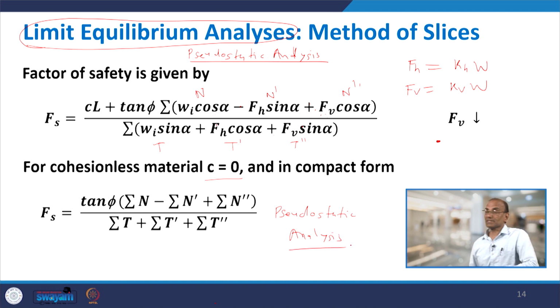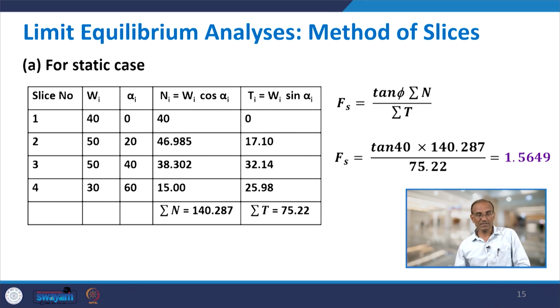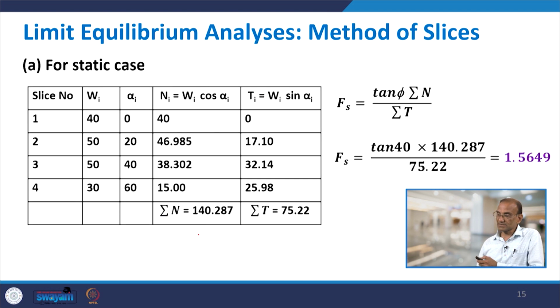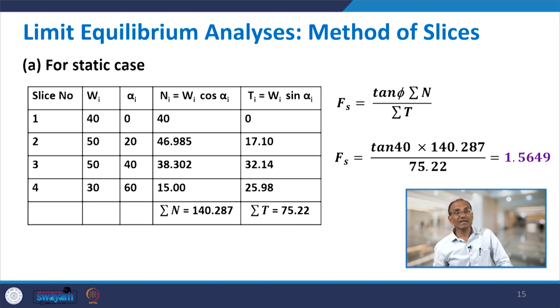Now, we use this equation for different conditions in this given numerical example. For the static case, this equation can be simplified, because for the static case these two terms, t n prime and n double dot t, will be 0, and so your equation comes in this compact form. In this compact form phi is constant. Phi is the angle of internal friction of the soil, and it is not going to vary with respect to the number of slices; it is going to be constant.